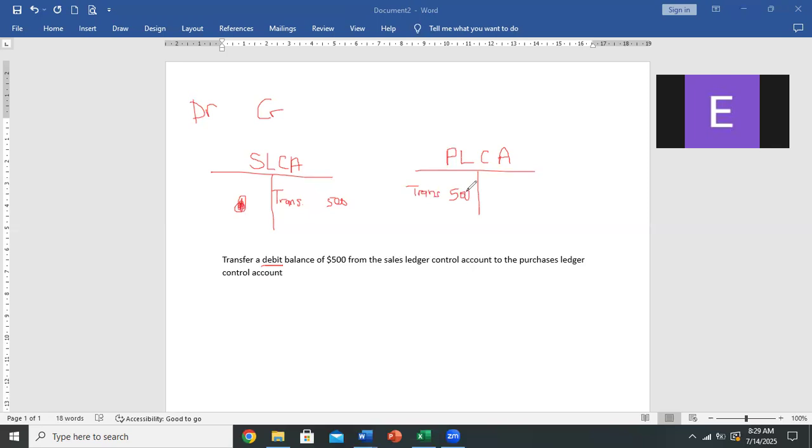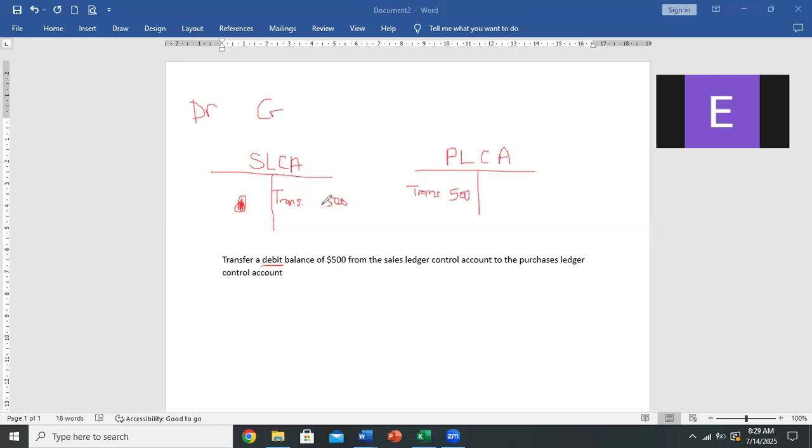So that is how you do the transfers. If you paid attention, you realize that the first thing you have to identify is the source. From which account are you doing the transfer? If you identify the source, ask yourself, what balance are you transferring? If it is a debit balance, then it means your entry should be on the credit side.